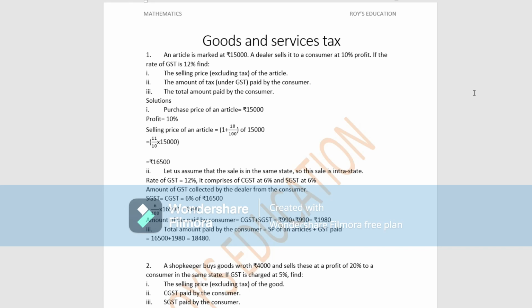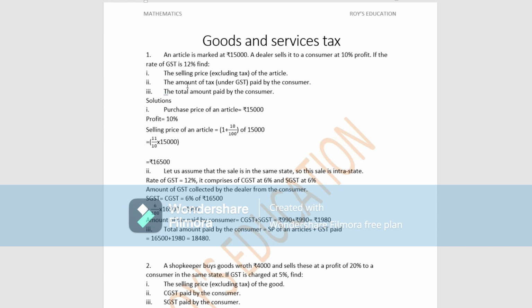Today we are going to discuss the Goods and Service Tax. So let's begin with the first question: an article is marked at rupees 15,000. A dealer sells it to a consumer at 10% profit. If the rate of GST is 12%, what do we have to find out?